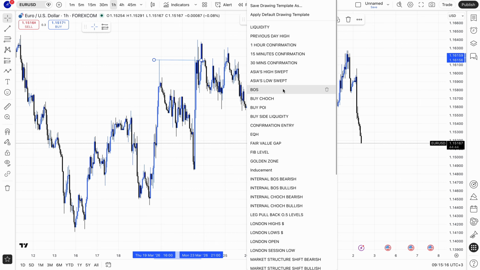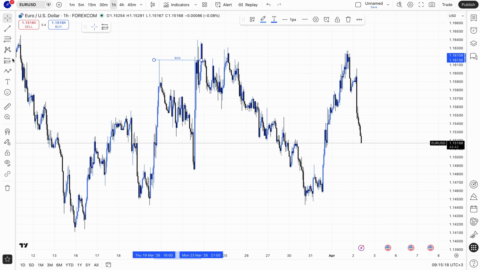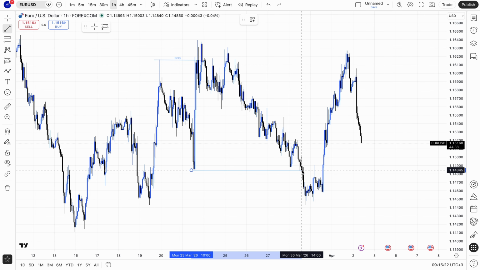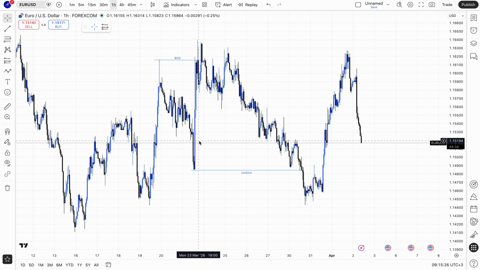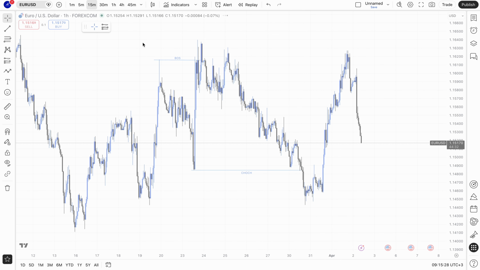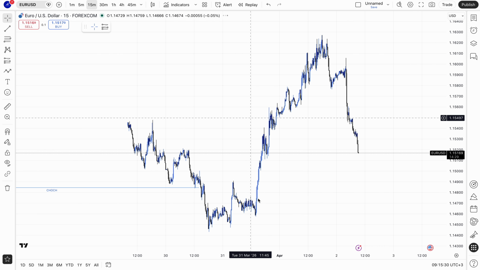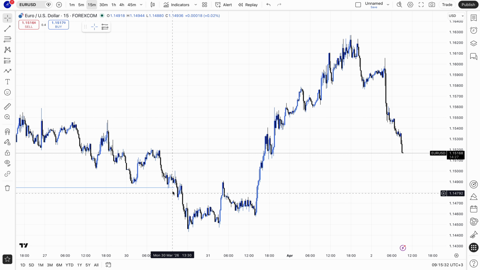And then here we had our break of structure to the upside. Then we had a change of character to the downside from here. You can see it. Change of character to the downside. And then we had our 15 minutes. This one was not a valid pullback.